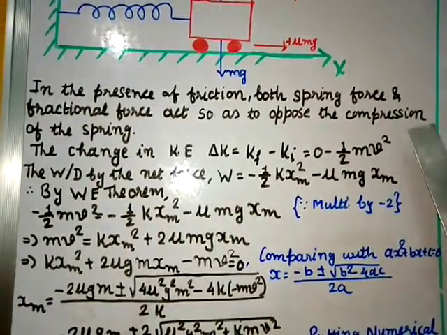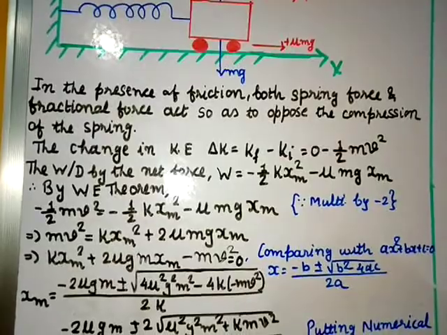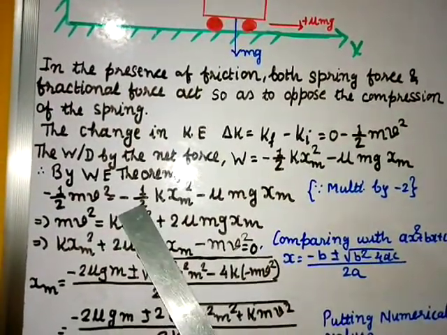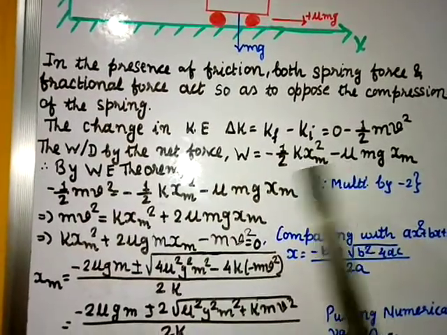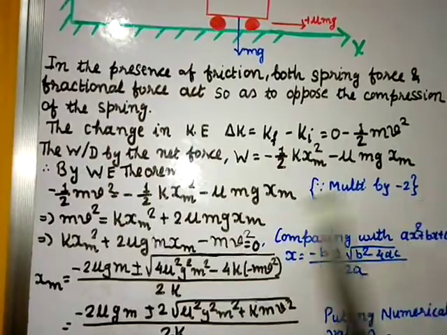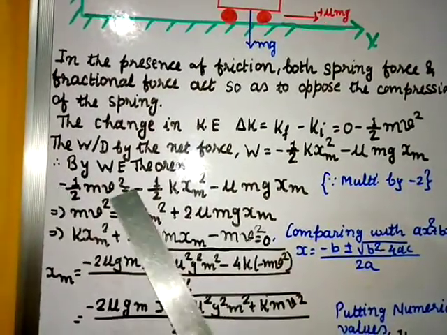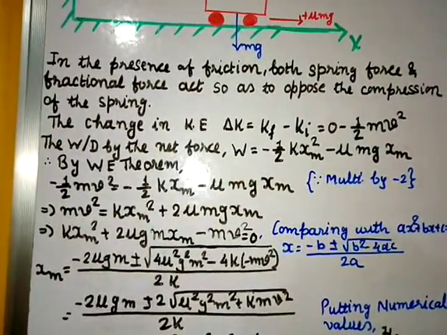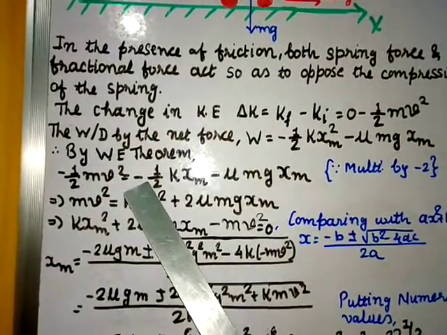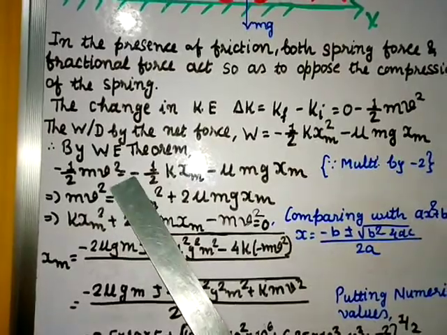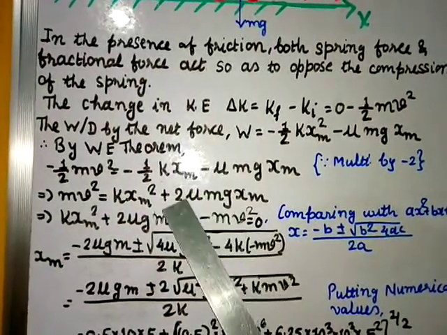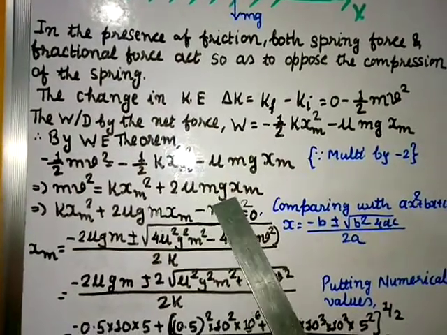Okay, so we equate both these by using the work energy theorem. So minus 1 by 2 mv square equal to this value, minus 1 by 2 kxm square minus mu mg xm. Multiplying by minus 2, because here 2 is there and all are negative, so I am multiplying both sides by minus 2. Then you get mv square equal to, minus will become plus, kxm square, and this minus will become plus, and multiplying by 2, so 2 into mu mg xm.